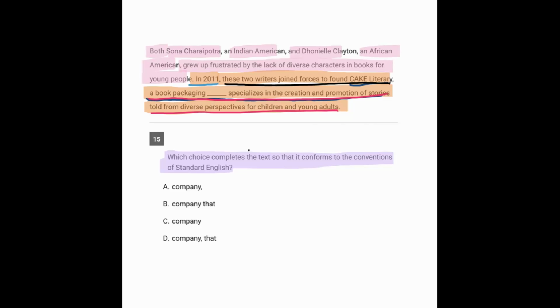So coming over here, we've got our modifiers in blue and in red, and we really don't want to disrupt this other one at the end. It's simply a book packaging company that specializes in the creation and promotion of stories told from diverse perspectives for children and young adults. And yes, that's really long, but we see a lot of that on the SAT. We have to tolerate a lot of long-worded phrases, and there's no rule that says that a lot of words is a bad thing. So it's not necessarily breaking any grammar rules. So we can go ahead and pick B here.